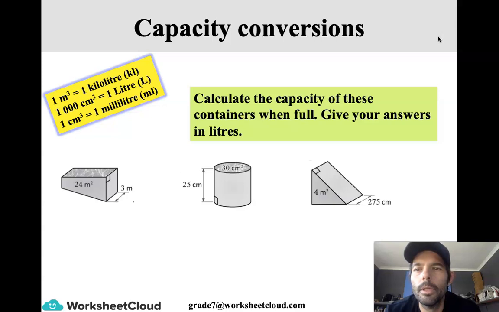1 meter cubed is equal to 1 kiloliter, and recall from the measurement lesson that kilo means 1,000, so that means 1 meter cubed is equal to 1,000 liters. 1,000 centimeters cubed is equal to 1 liter, and 1 centimeter cubed is equal to 1 milliliter. Okay, so see if you can go work out those three shapes and the capacity of those three shapes, giving your answers in liters. Press play and see how you get on.